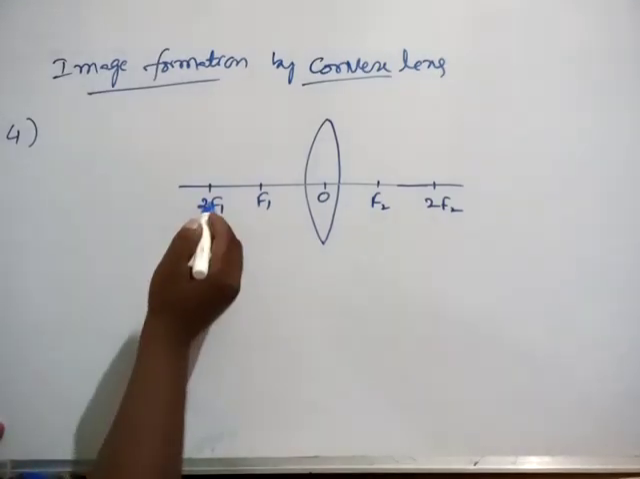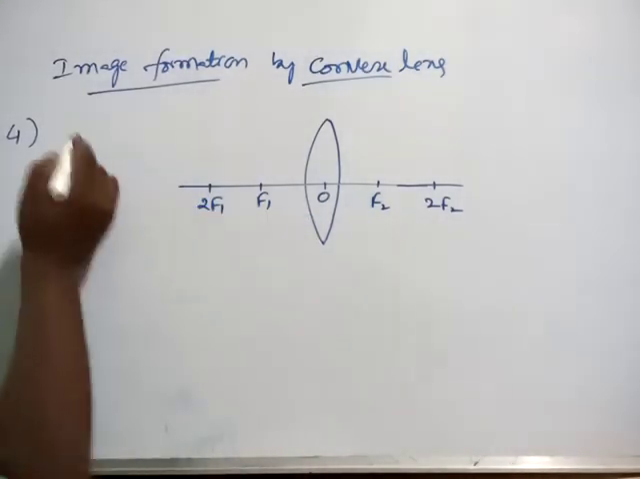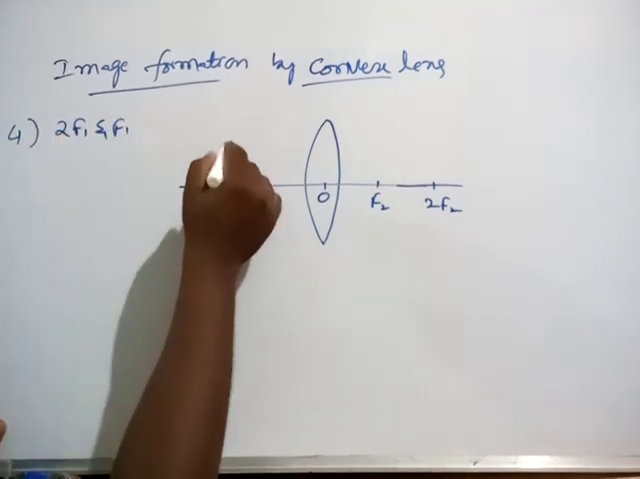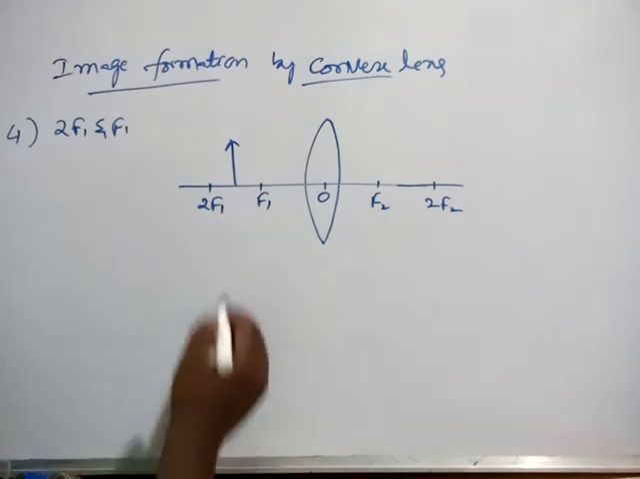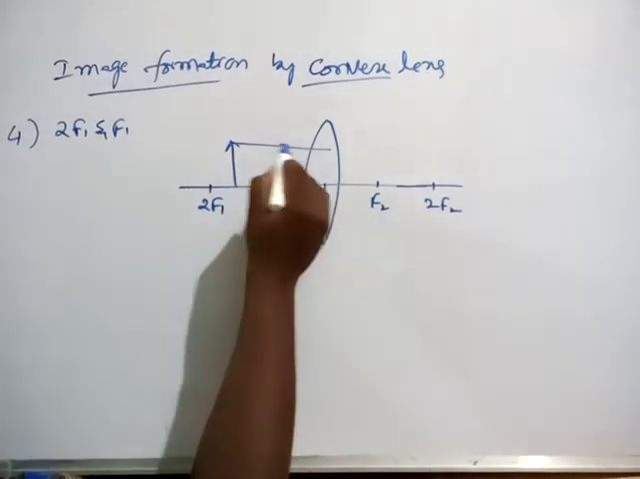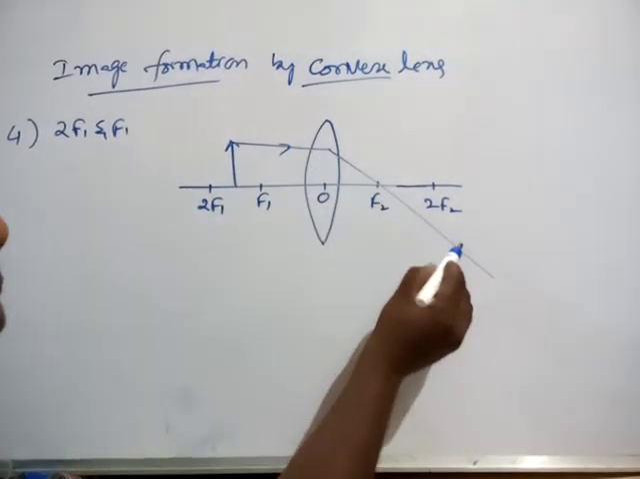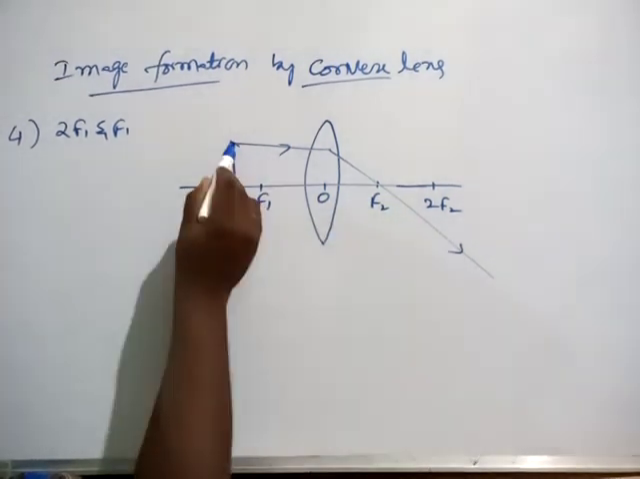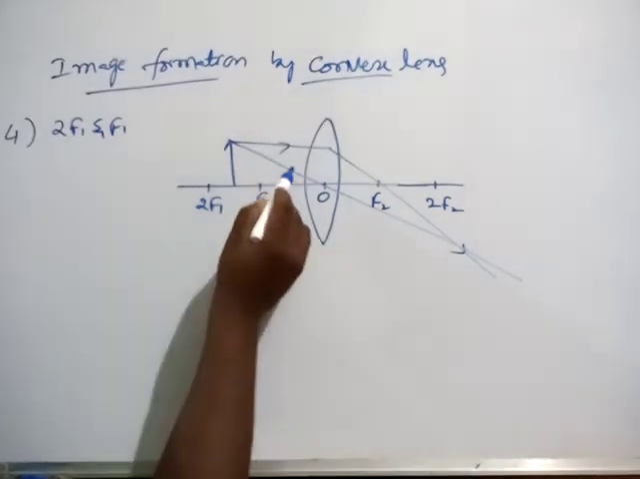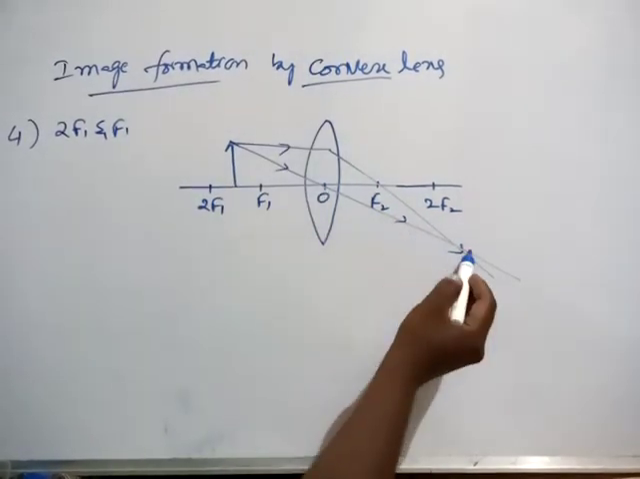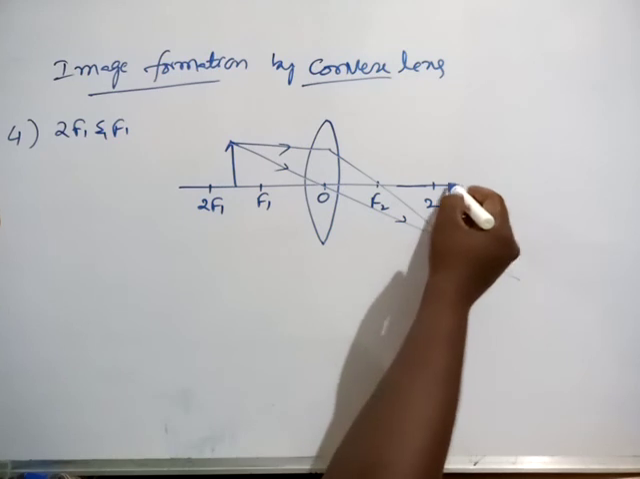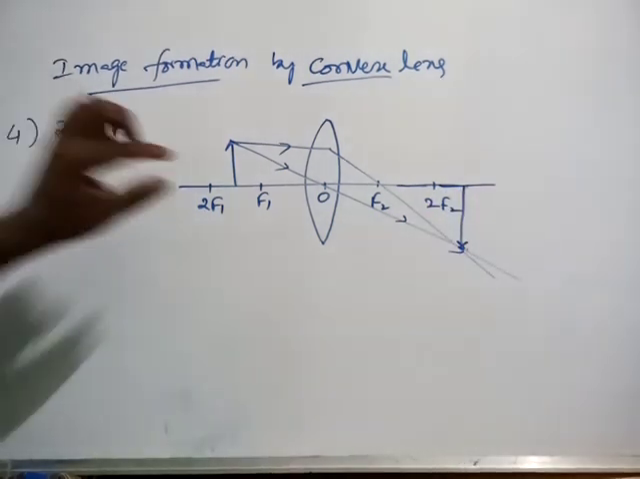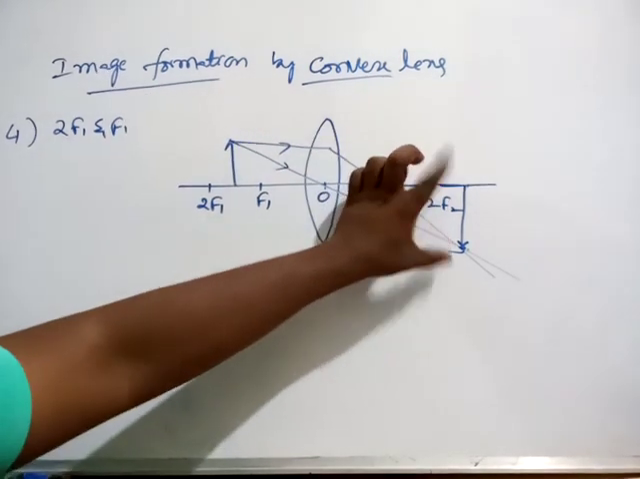Now we shift the object from 2F1 to in between 2F1 and F1. By placing an object here, the first one, the parallel ray, passes through the focus. The second one is through the optic center, so it passes directly without any deviation. So this is the point of intersection. So this is the image. See Nana, this is the size of the object, but our image is bigger.